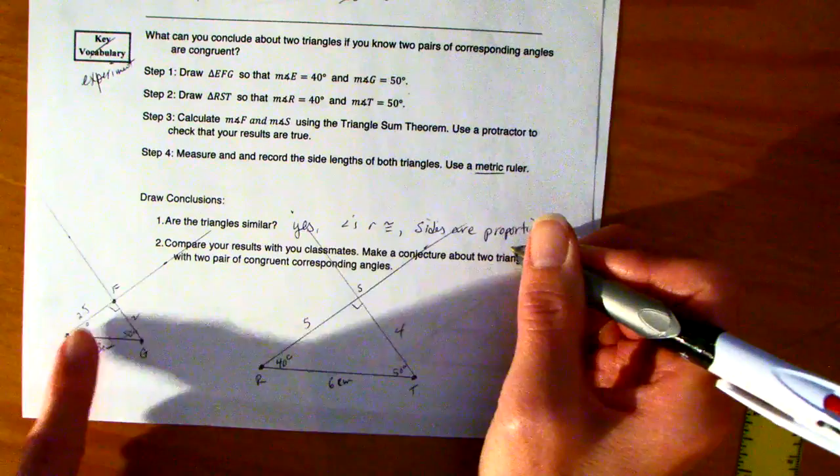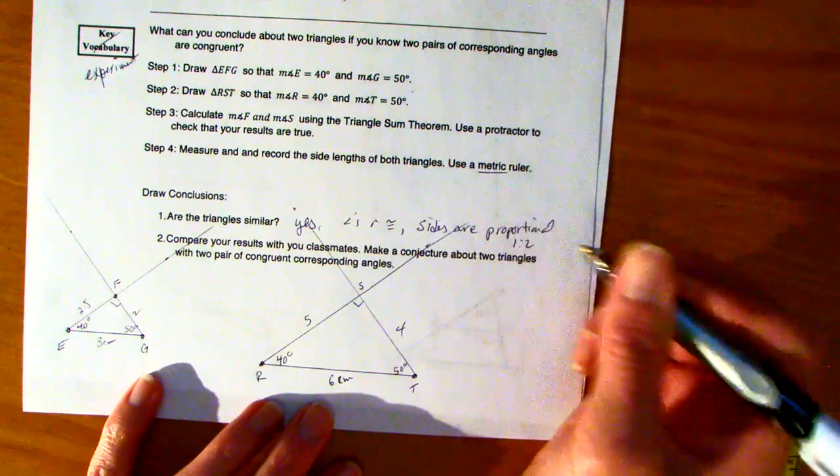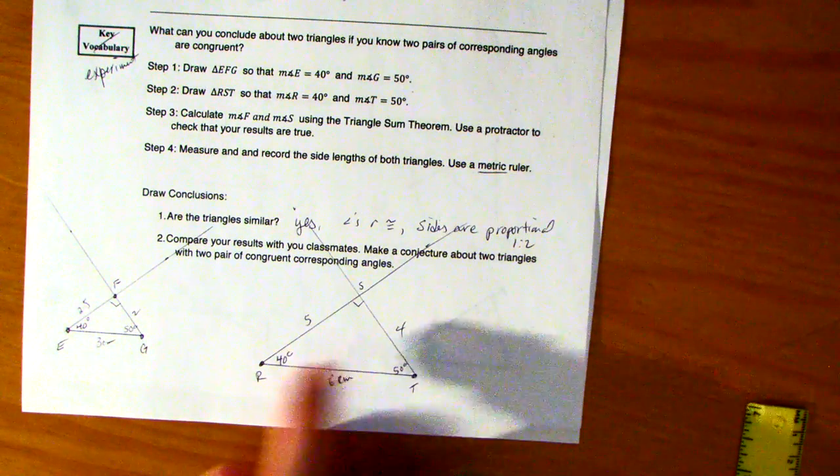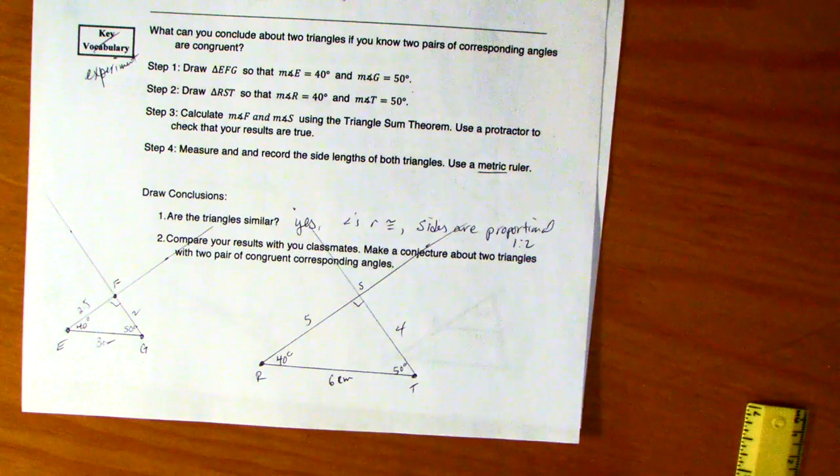Okay, from a 1 to 2 scale. Okay, now obviously I was off a little bit, so there could be a little bit of human error. That's okay, I'm trying to go fast, but that was a long part.